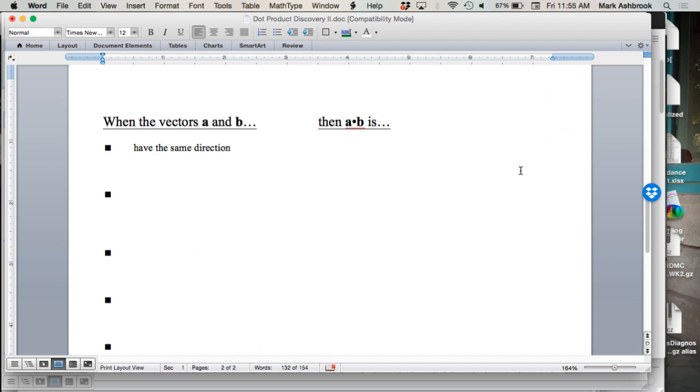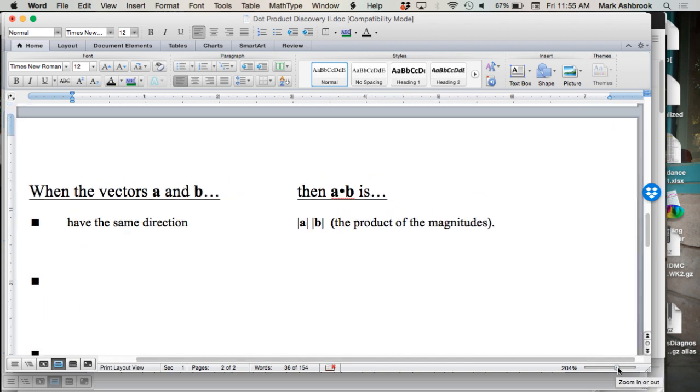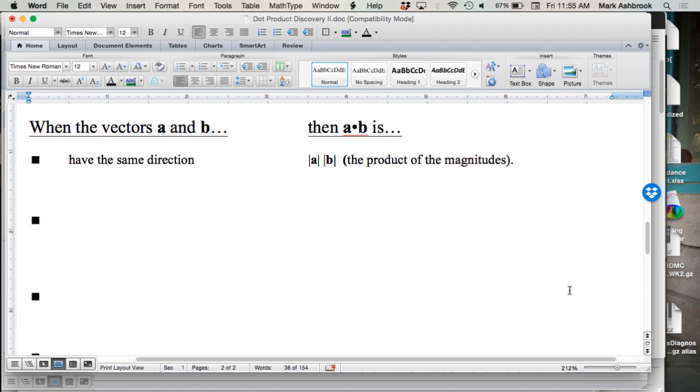Okay, so she's saying it's the product of the magnitudes. Did you find that? So you get the product of the magnitudes. All right, so what other, anyone make another discovery, observation about this dot product?